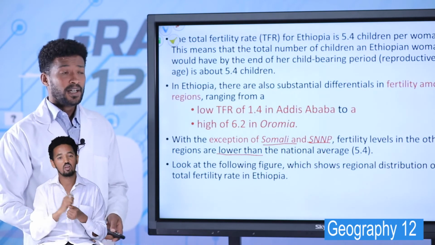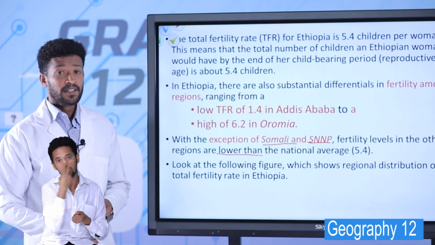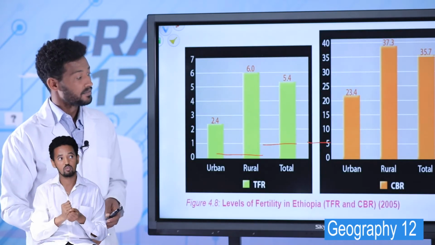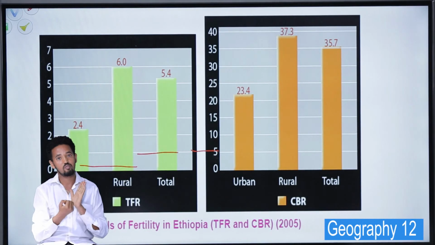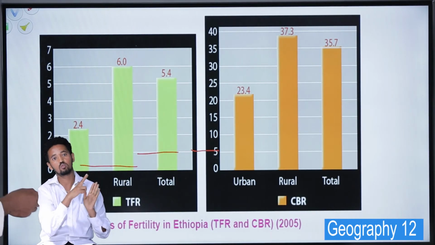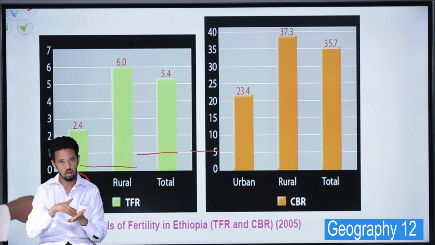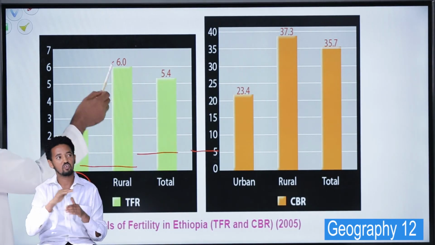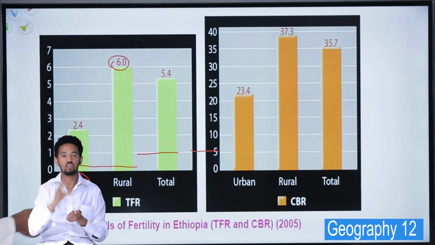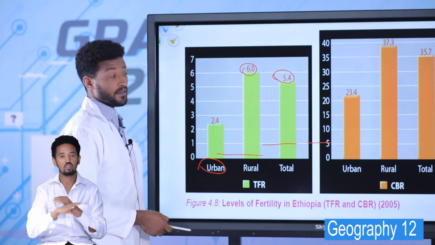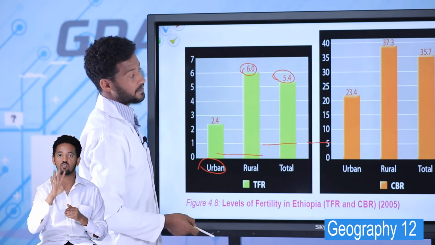To talk about this, let's see the graphic representation of total fertility rate in Ethiopian regions. For example, in the rural areas, the total fertility rate is going to be 6.0. The average total fertility rate in Ethiopia is 5.4.